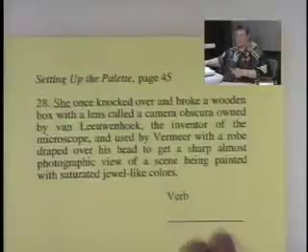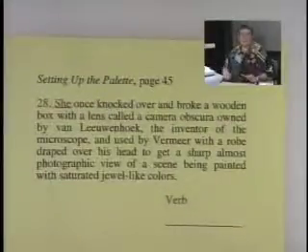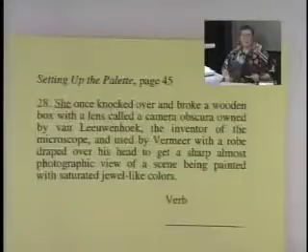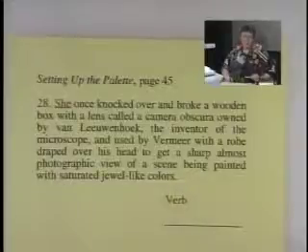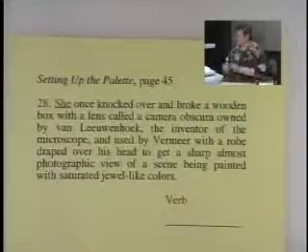She once knocked over and broke a wooden box with a lens called a camera obscura, owned by Van Leeuwenhoek, the inventor of the microscope, and used by Vermeer with a robe draped over his head to get a sharp, almost photographic view of a scene being painted with saturated jewel-like colors. He's often accused, Vermeer, of being a photorealistic painter who's cheating with a camera, but he didn't really have a camera. He just had this device.